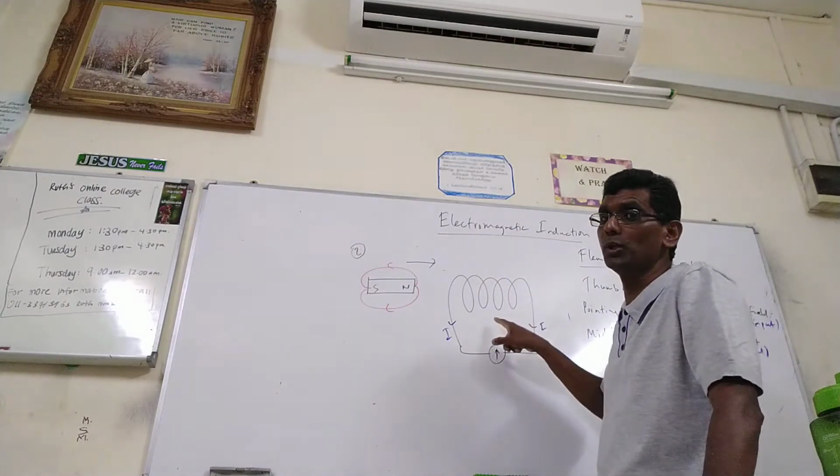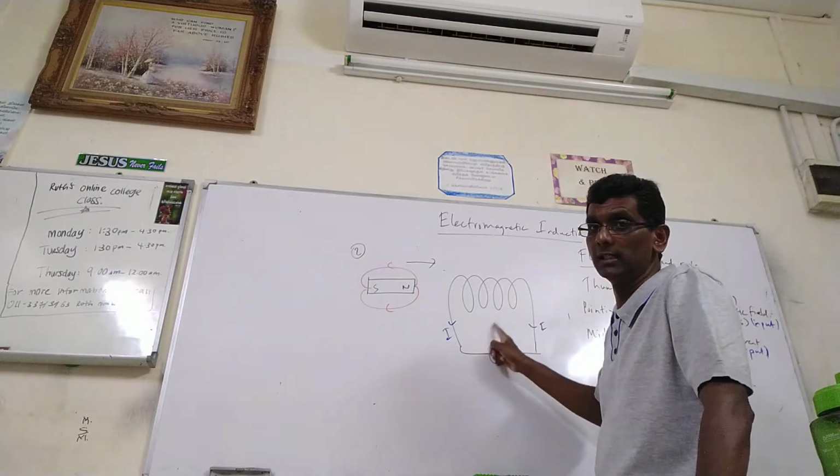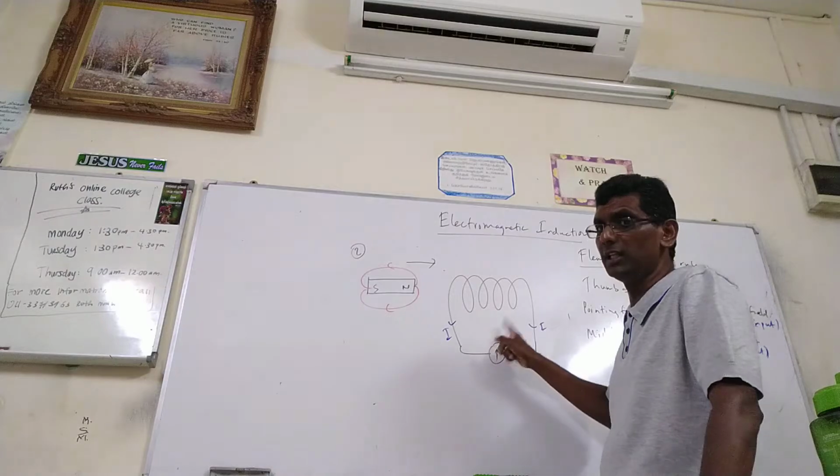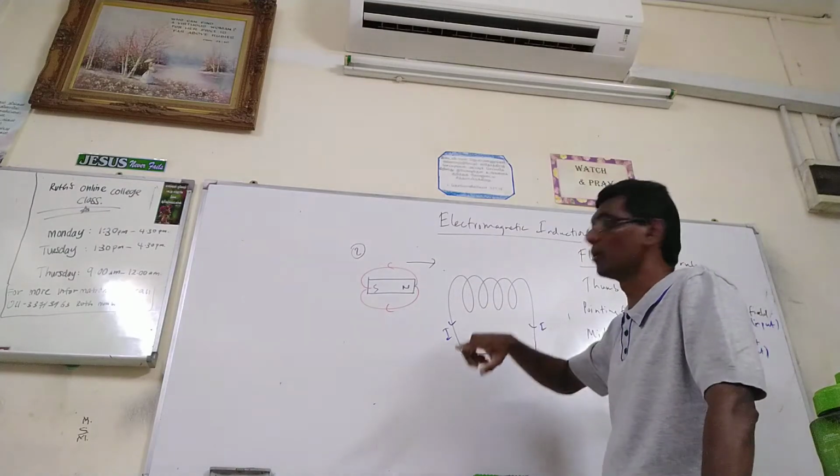This is called a coil. That's now a conductor, but we will learn more about this one. Coil and conductor.